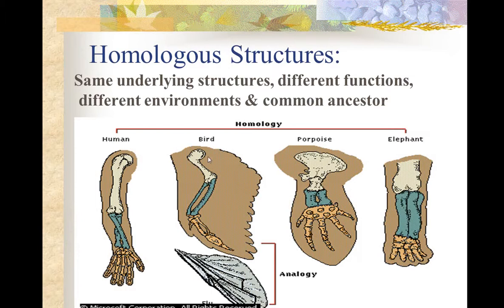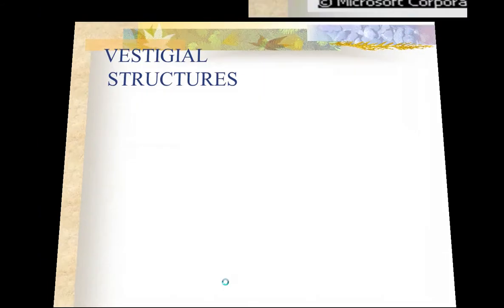Bird, aves. So what we do is we compare, we group on the basis of similarities, the homologous structures. We separate on the basis of differences. That's basic classification and taxonomy terms. So let's move down to another structure, vestigial structures.